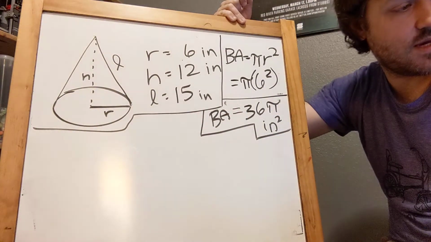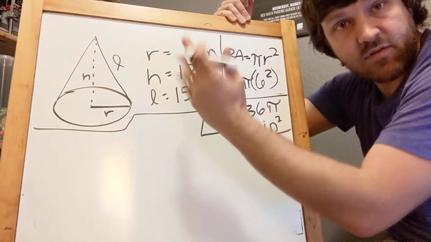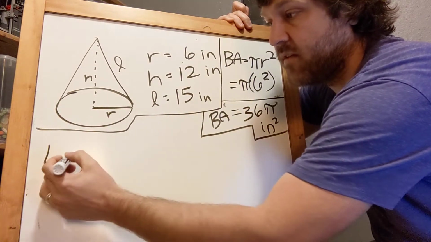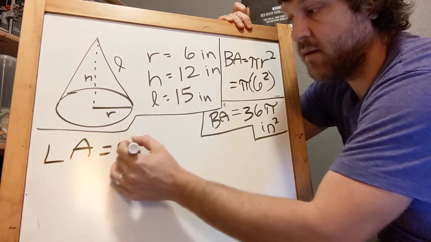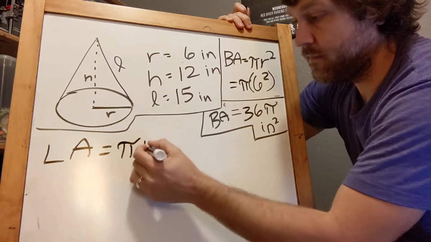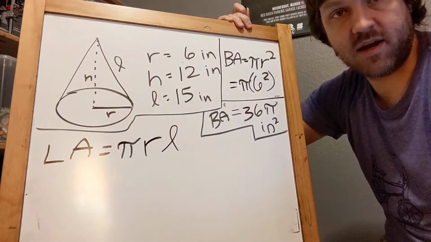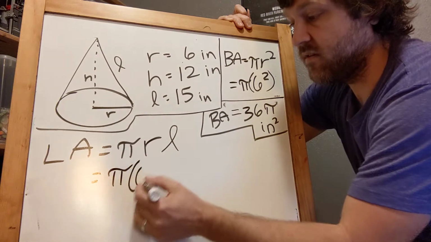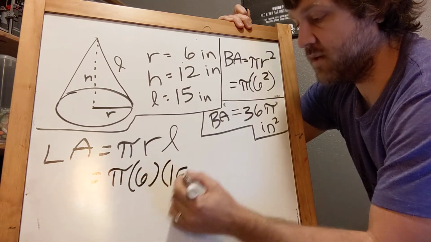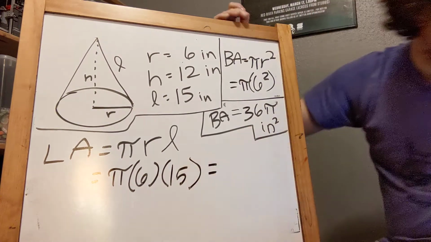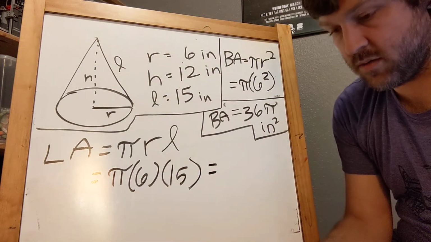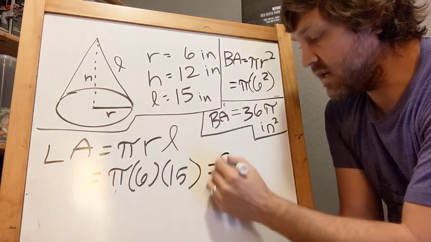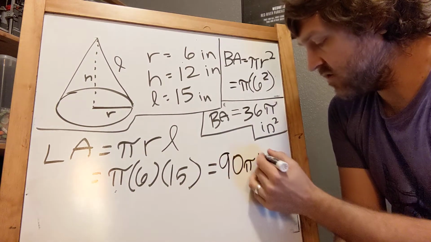The formula for the lateral area, the surface of the cone that's slanted, that whole surface, is actually pretty straightforward. The lateral area is equal to pi times r times L, slant height. So let's put in all of our numbers into that. We have pi times 6 times 15. Let me grab a calculator and do 6 times 15. Remember, I'm not doing anything with pi. I'm leaving that alone. So I get 90 pi inches squared.